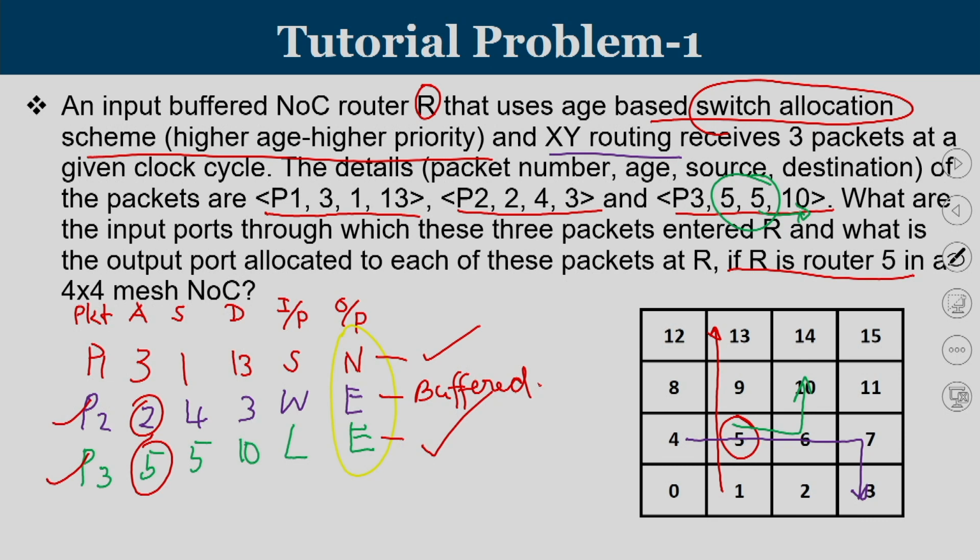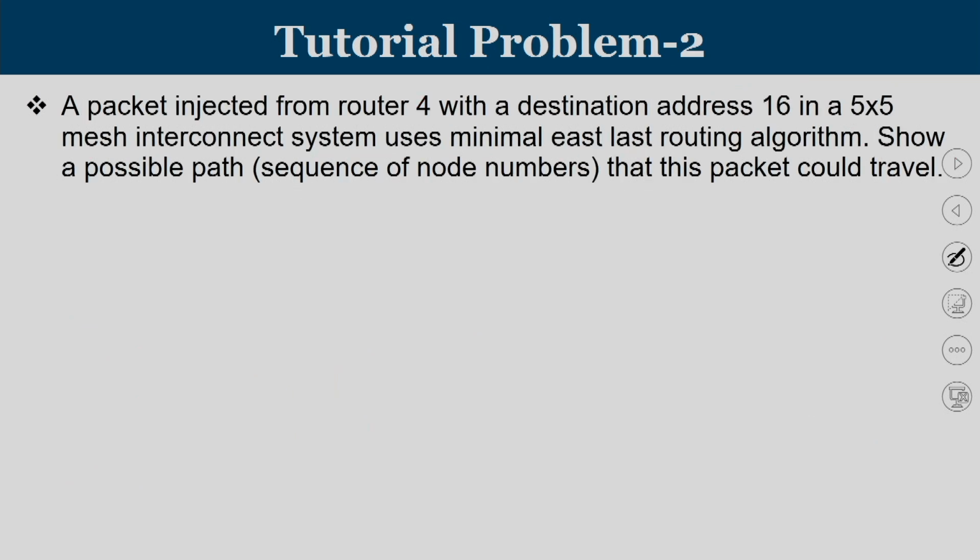First packet is from 1. So, 1 is on the south side of 5. So, the packet will arrive through the south input port. Second packet is from 4 to 3. 4 is on the west side of 5. So, that is why the input port is west. And the third packet is starting from 5. So, it comes through the local input port. So, that is the way how we deal with problems like this.